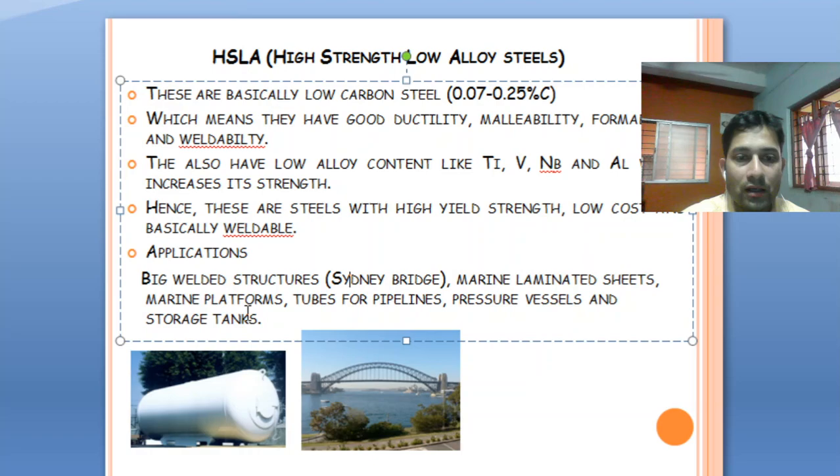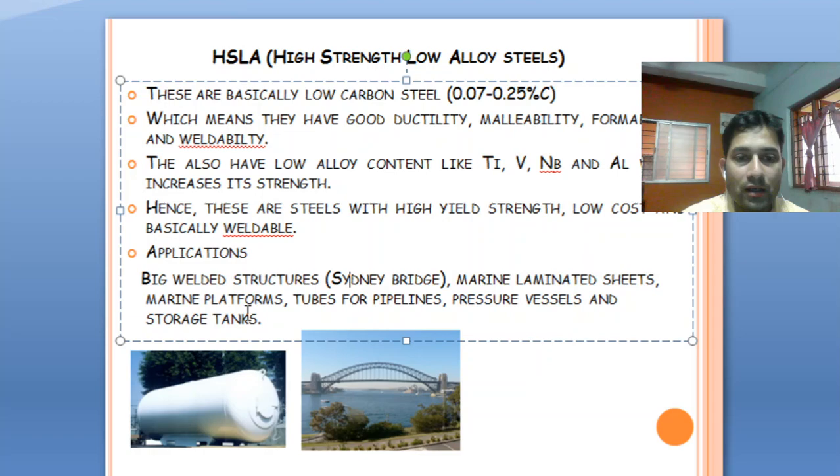So these are the different types of steels which we have discussed till now. Quickly going back, we have discussed stainless steel and its different types, that is martensitic, austenitic, ferritic and precipitation hardening stainless steel. We have discussed tool steels, under which we discussed four types: cold working tool steel, hot working tool steel, high speed tool steel and special purpose tool steels. We have also discussed the third type of steel, that is HSLA, high strength low alloy steels.